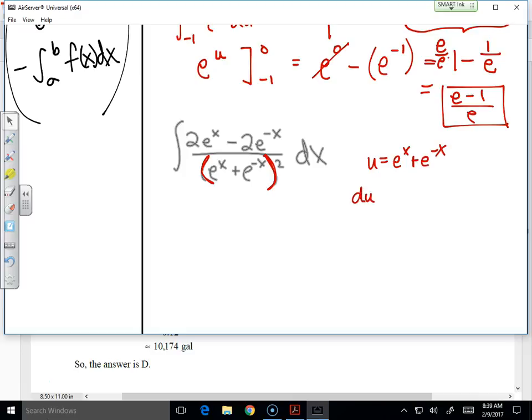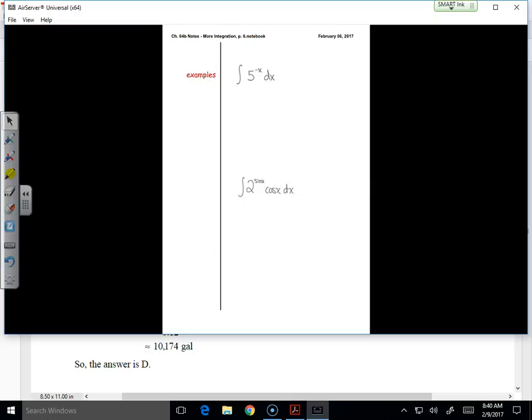Because when you go to define du, e to the x's derivative is e to the x. What would e to the negative x's derivative be? Negative e to the u times u prime. Times negative 1. Doesn't that look awfully familiar to something else we have going on? Yeah, the top. The top, except those 2's don't belong. That's okay, we can factor them out, right? Then when you plug in, they're going to cancel. Okay. This is more fun.